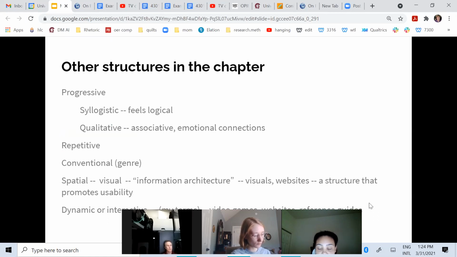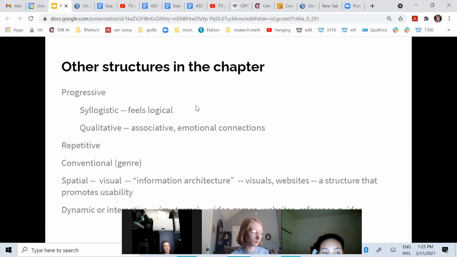So here's a summary of the different types of structure that are discussed in this chapter. There is a progressive type, and there are two types of that. A progressive type basically moves from one place to another. You have a sense in listening or reading or watching that you are progressing from one place to the next. And there are two basic types that Kenneth Burke, who they're relying on, talks about. One is the syllogistic, which may be logical, or at least it feels logical. You feel like each section follows logically from the next. And if you're doing something very analytical, that would definitely be the way to go.